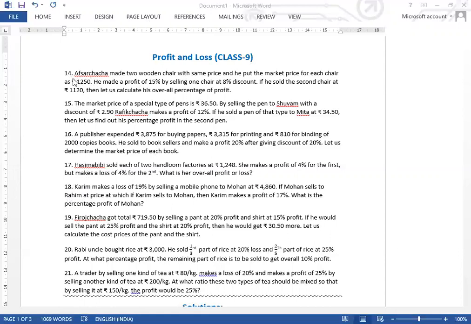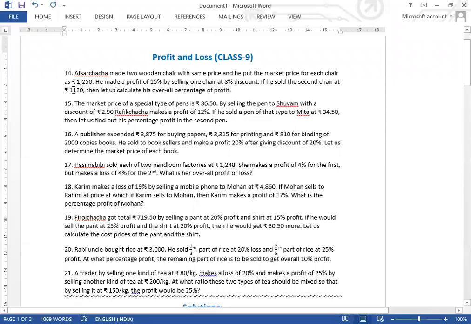So the first sum is 14. Afsar Chacha made 2 wooden chairs with the same price. The price of the 2 wooden chairs is the same, and he put the market price for each chair as rupees 1,250. He made a profit of 15% by selling one chair at 8% discount. If he sold the second chair at rupees 1,120, calculate his overall percentage of profit.